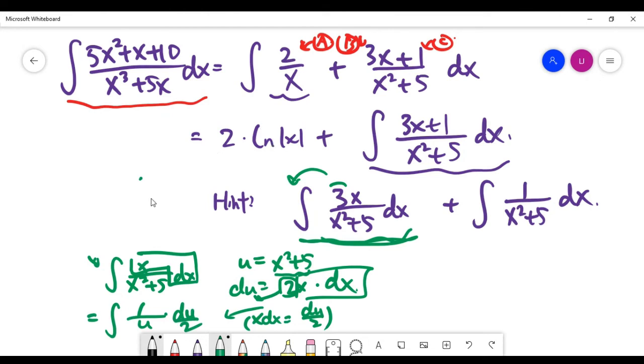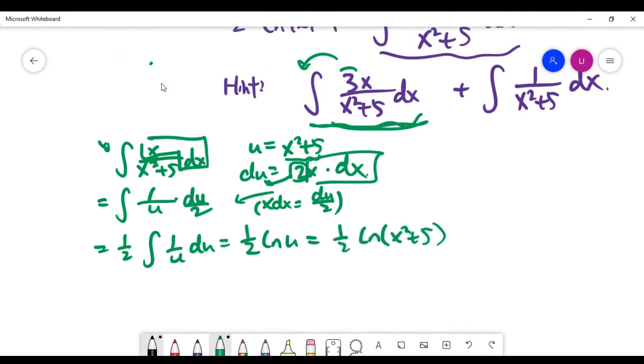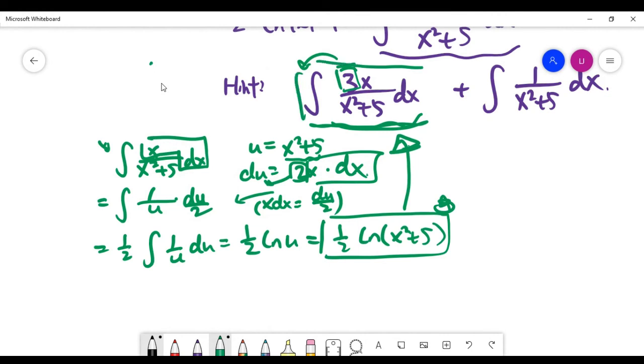And I trust that you're able to do this calculation, right? For example, 1 over 2 as a constant can be pulled out, and you're just integrating 1 over u, which is ln u, and u is actually the same as x squared plus 5, right? So basically, this answer in the green box is quite the same as this answer. Of course, we need to multiply this answer with 3. That's the constant we have. And basically, the way to solve this integral is done.